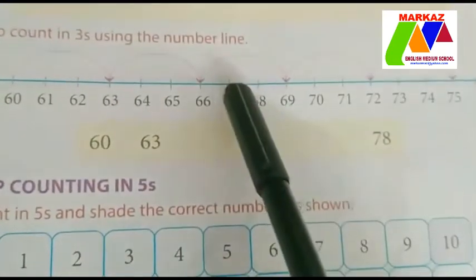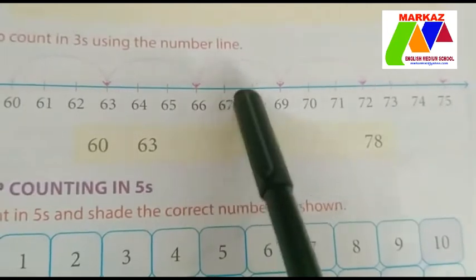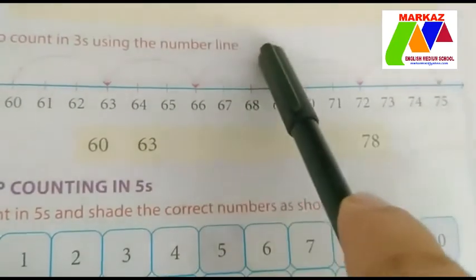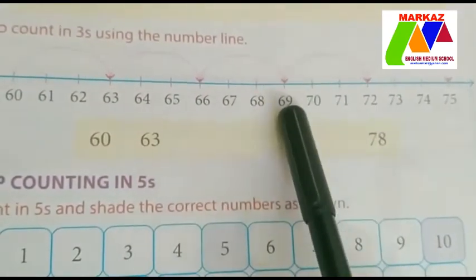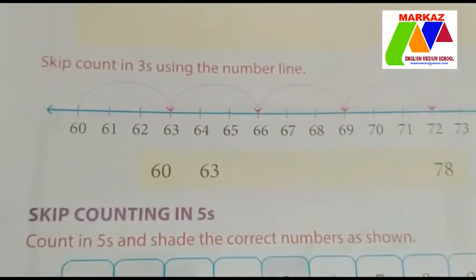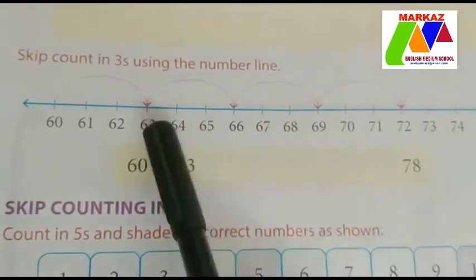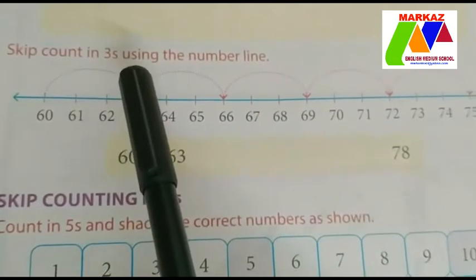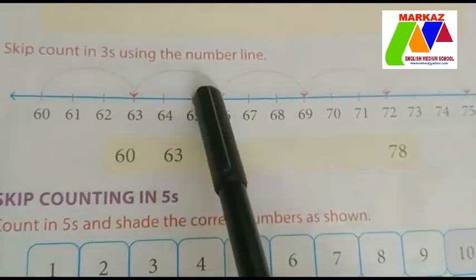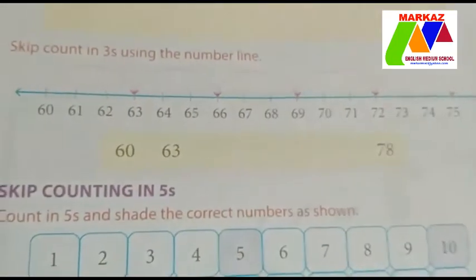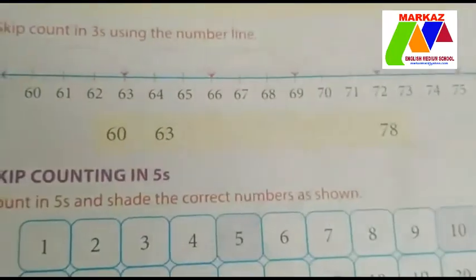Clear? Next we skip 67 and 68. We reach the third number. That means 69. This is how to skip count in 3s using the number line. Clear?